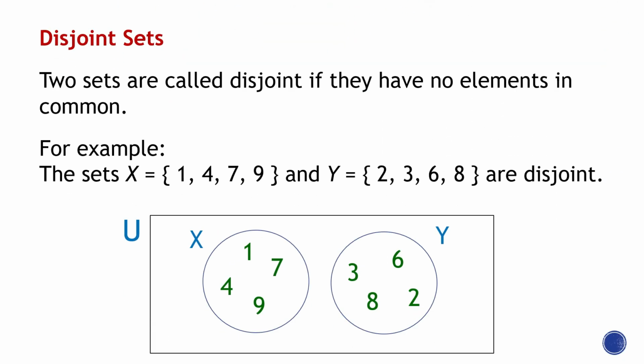Now, in relation to the union of two sets, we also have what we call disjoint sets. Two sets are called disjoint if they have no elements in common. For example, the sets X and Y. Set X: 1, 4, 7, and 9. Set Y: 2, 3, 6, and 8. They don't have a common element, so these sets are called disjoint.